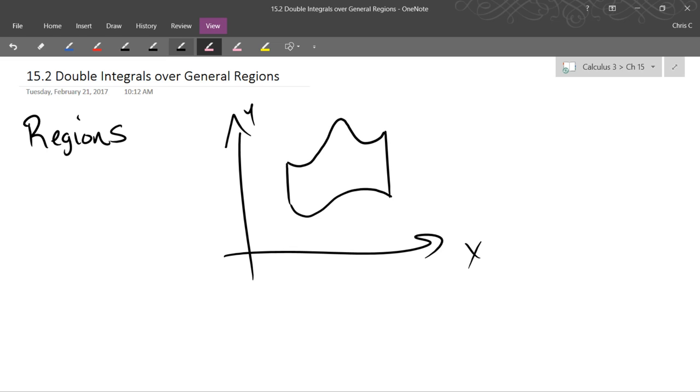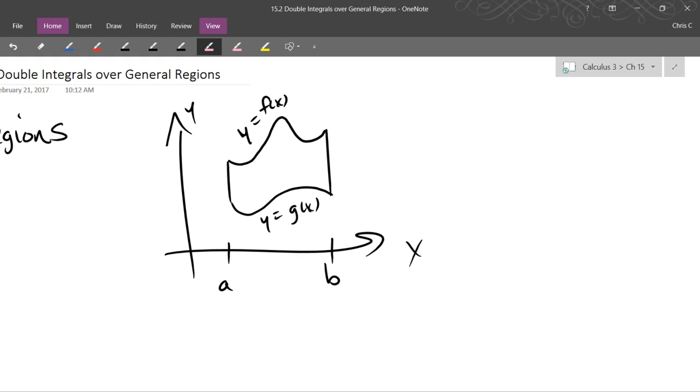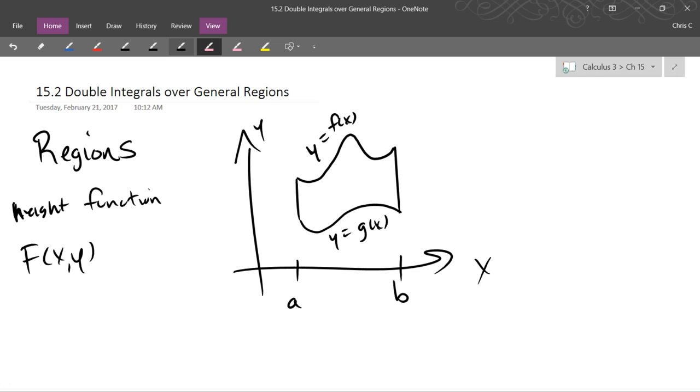So maybe a region looks kind of like this. We go a to b. Now the top to bottom are functions. They're not horizontal lines. So we'll go with bottom function, g of x, top function, f of x. Our height function we'll go with the capital F of x, y. So take any x, y in this region here and capital F it. It will give you the height of that above that point.